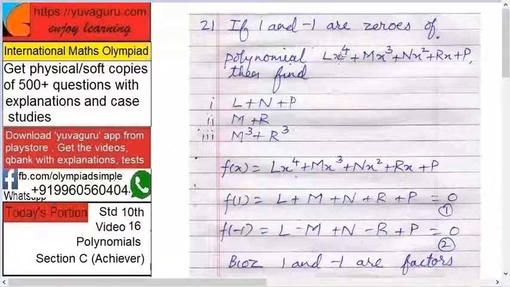Okay, so here this is a polynomial which has degree x raised to 4, the highest degree, right? So that's why it will have 4 roots. And 1 and minus 1 are 2 roots of these 4 roots. Got it? Okay, let's solve then.